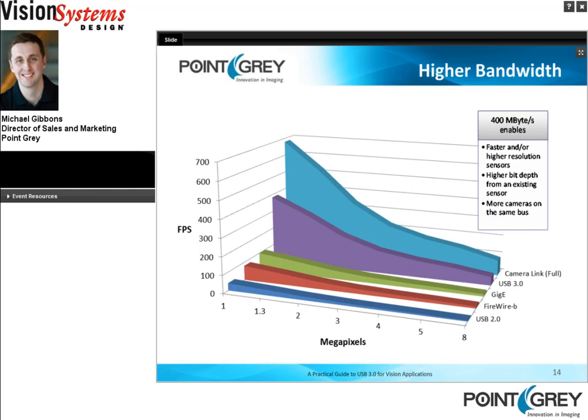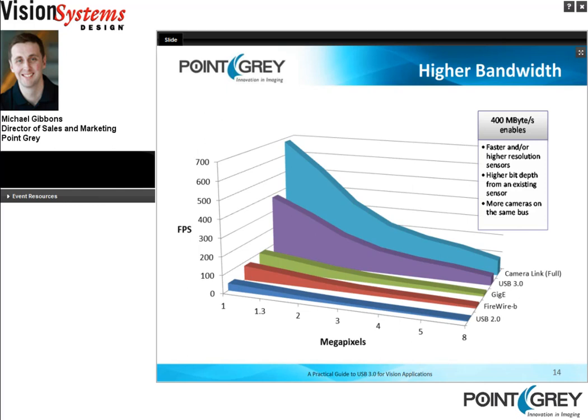This is a useful graph. It shows the comparative throughput of the major different interfaces. You can see USB 3 there in the purple, running at 400 megabytes per second. Camera Link is the interface leader with a full configuration. Here are a couple of points about why the bandwidth is important. One is that you can run faster and/or higher resolution sensors. We're all aware of some of the image sensors out there today, and they're getting faster and they just have more pixels.